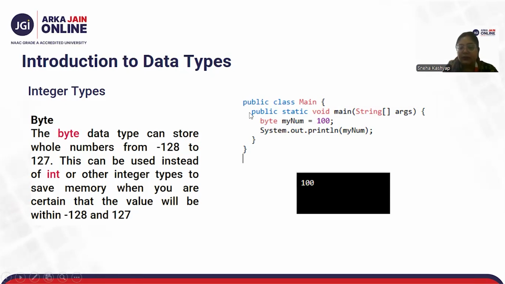Now since I have defined my num as byte and assigned the value 100, I can give a print command. Upon giving System.out.println with my num in the brackets, it will simply print 100. Now what is this System.out.println?